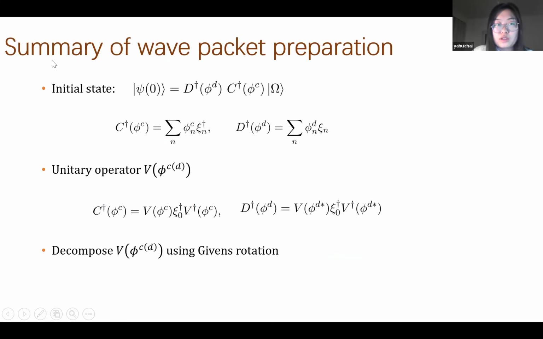So here is a short summary for the V-packet preparation. First, we can define a creation operator for the fermion V-packet and also the creation operator for the anti-fermion V-packet in position space. And we can find a unitary operator V to realize this linear combination. And then we can decompose this unitary operator V using given rotation to decompose it to some local operators.